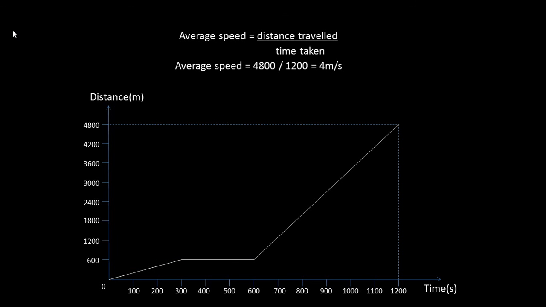Finally, we can work out the average speed for the overall journey. So in total we travelled 4,800 metres in a time of 1,200 seconds. So it's 4,800 divided by 1,200, which is 4 metres per second.